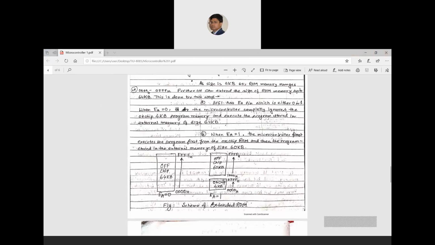Now when you set EA equal to 1, the microcontroller will first access the internal ROM. It will access the internal ROM starting from this address and ending at this address. Beyond this address, when the microcontroller wants to go on, the next address after 0FFF is 1000. So what is happening?